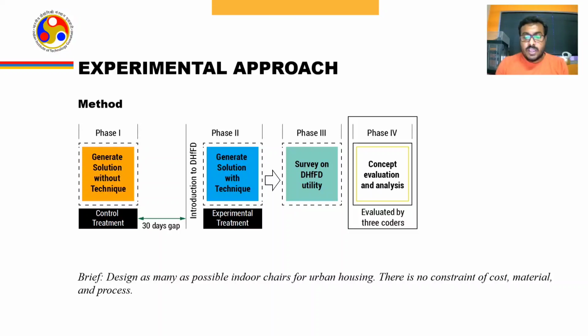In phase 3, we provided a set of questions to understand how participants are perceiving this tool. In phase 4, the concepts generated in phase 1 and phase 2 were analyzed. In phase 1 and phase 2, the same brief was given. The brief is design as many as possible indoor chair for urban housing. There is no constraint of cost, material and processes.